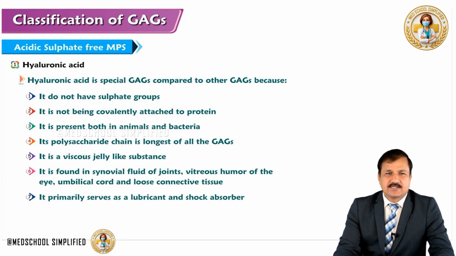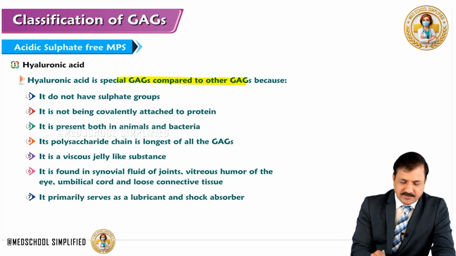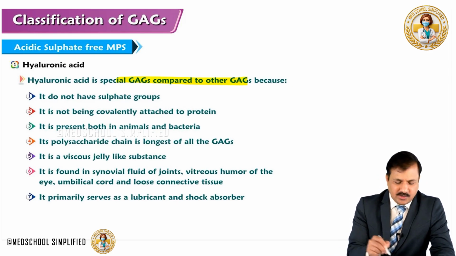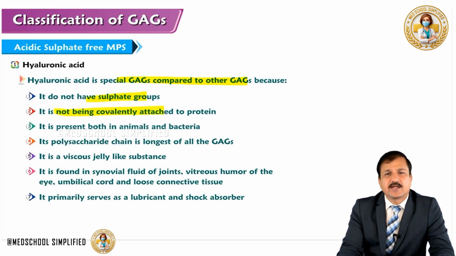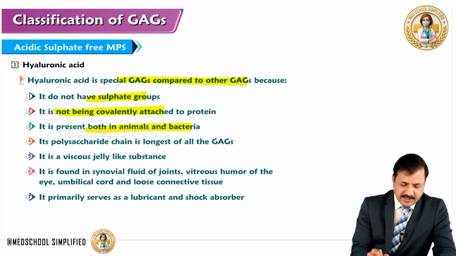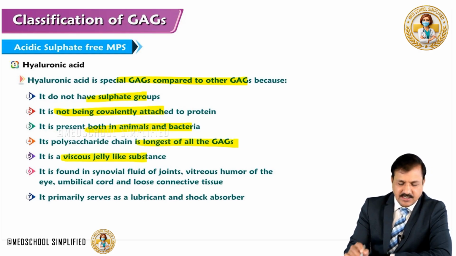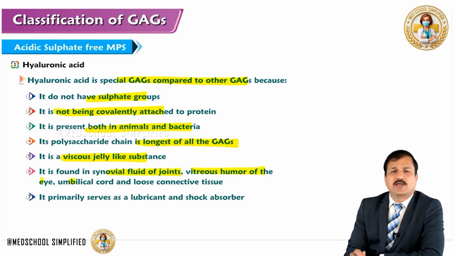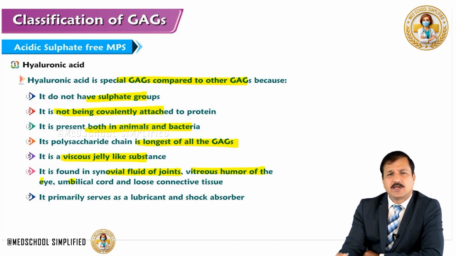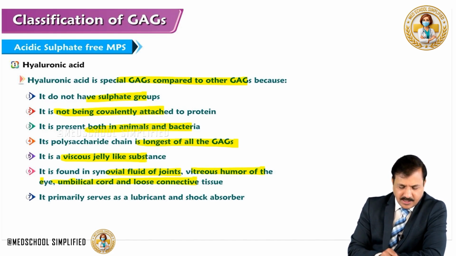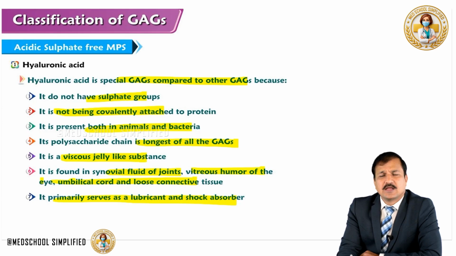Now let's move on to see details on hyaluronic acid. Hyaluronic acid is a special glycosaminoglycan compared to others because it does not have sulfate groups. It is not covalently attached to a protein molecule when it becomes part of a proteoglycan, and it is present both in animals and bacteria, and its polysaccharide chain is the longest of all glycosaminoglycans. It is a viscous, gel-like substance. It is found in synovial fluid of joints, vitreous humor of the eye, umbilical cord, and also loose connective tissue, and it primarily serves as a lubricant and shock absorber. These are all the special functions and characteristics of hyaluronic acid, which is special when compared to all other glycosaminoglycans.